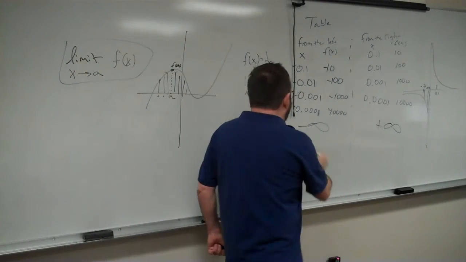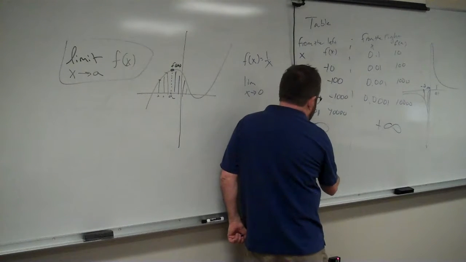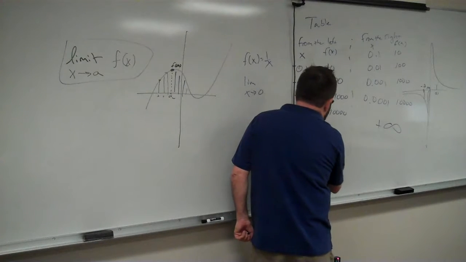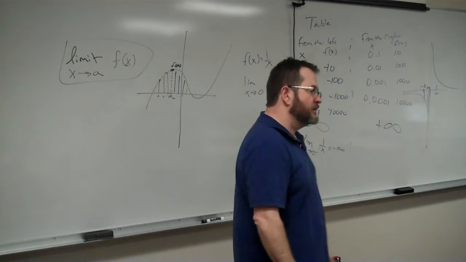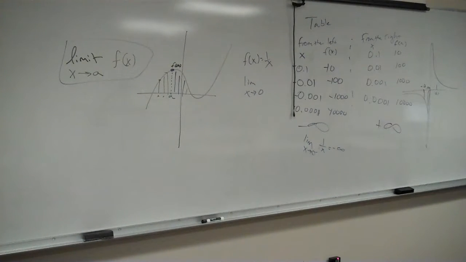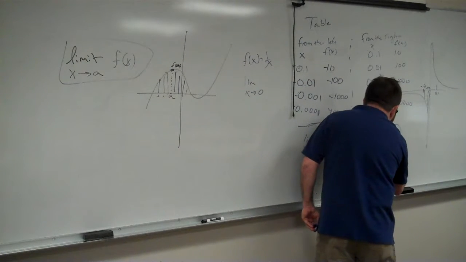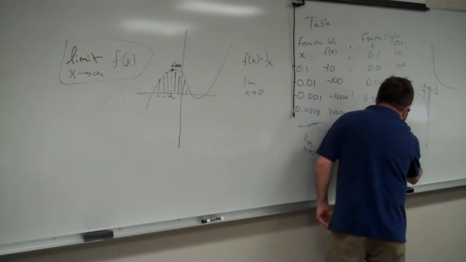So on this problem, we would say that the limit as x approached 0 from the left, we can actually even write it out, of 1 over x was negative infinity. It approached negative infinity the closer and closer x approached to 0 from the left. We could do the same thing on the other side now. We could say that the limit as x approached 0 from the right of 1 over x equals positive infinity.